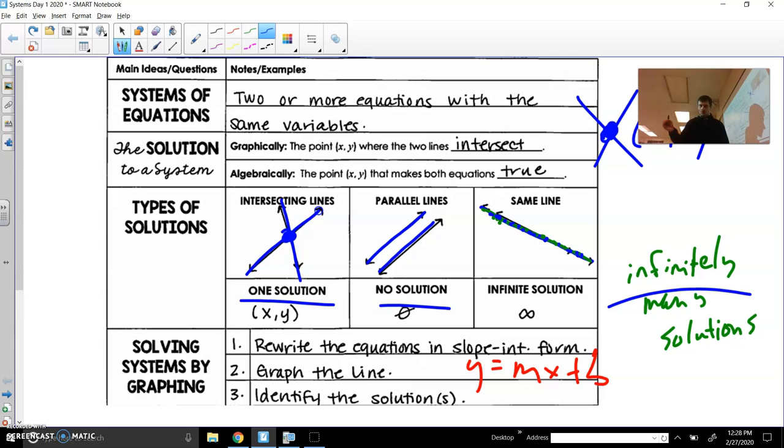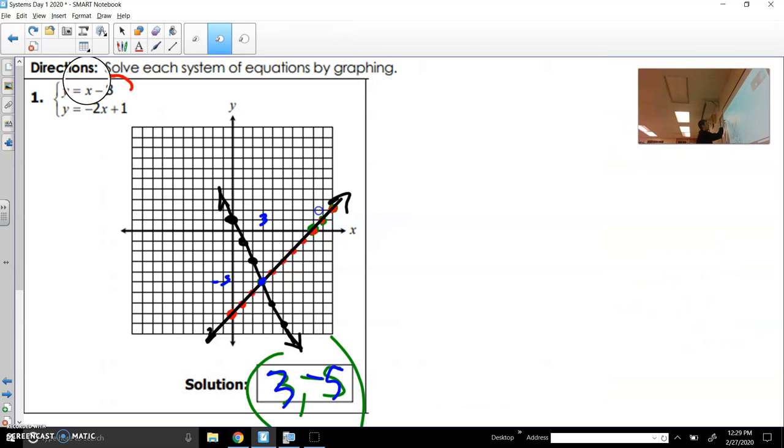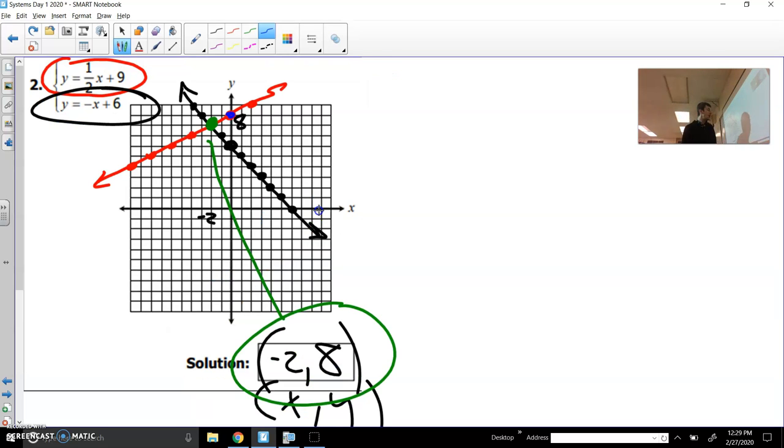And so really what we're determining is whether or not we have to rewrite the equation. Is it already in y equals mx plus b? Can we just go ahead and graph it, or does that equation need to change? So in the first one we did in class, both of these are y equals. Both of these equations are ready for graphing using that slope-intercept form. Same thing with number 2. Both of these are y equals.